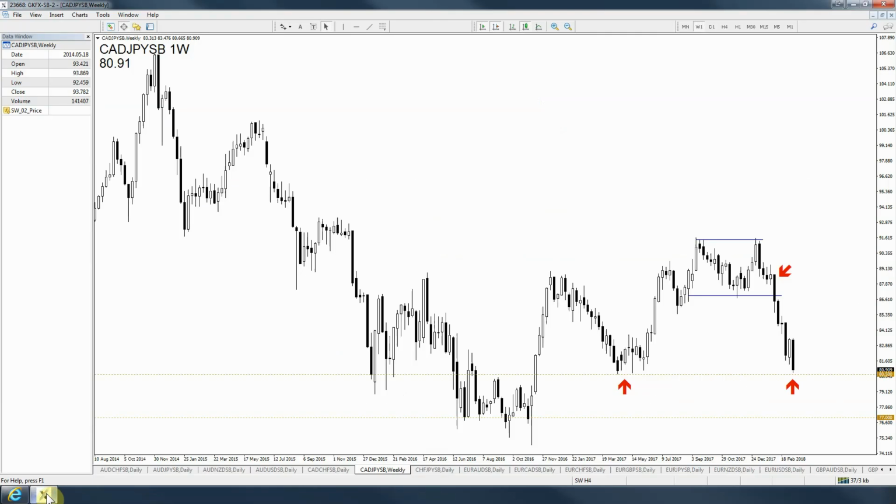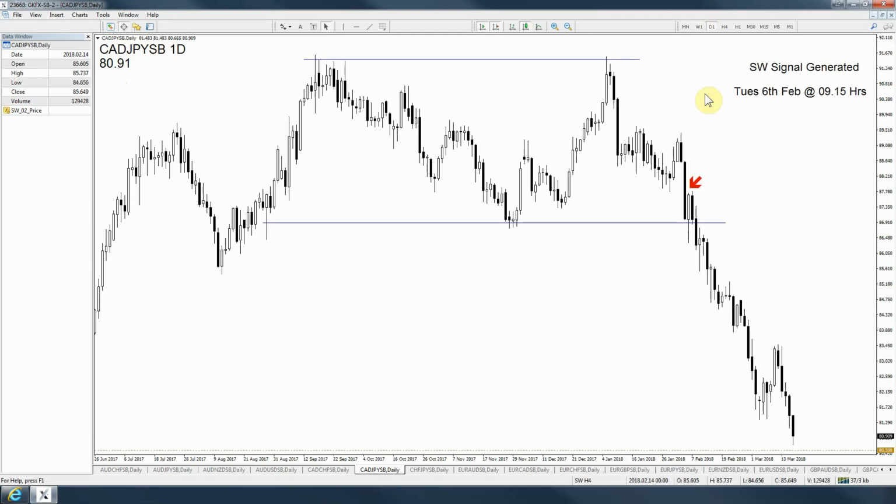Well, the obvious thing to do, pull up a chart. CAD yen. So CAD is the weakest currency, yen is the strongest. This is on a weekly view, as you can see. Our original signal came in on Tuesday the 6th of February. If I go over to my daily view, you can see the strength weakness signal generated Tuesday the 6th of February at 09:15 hours in the morning. That's that bar right there. If I put my crosshair straight across there, and then you look over here on your top left hand side, you will see the date that is currently reading the 6th of February.